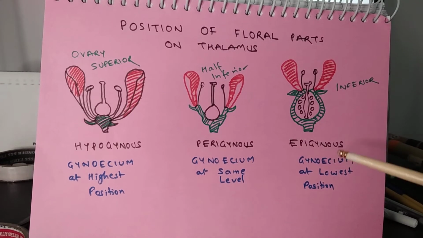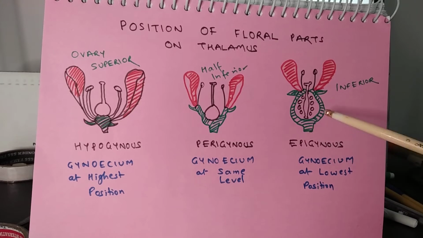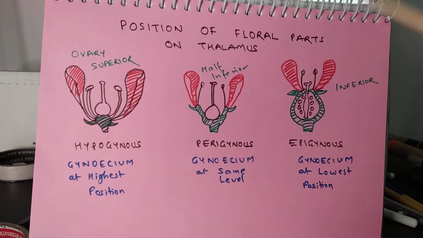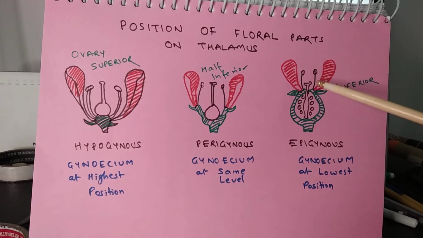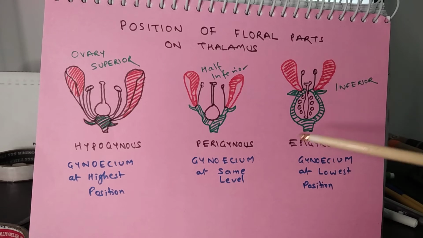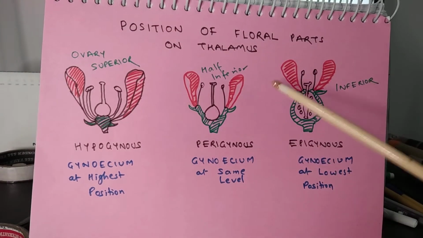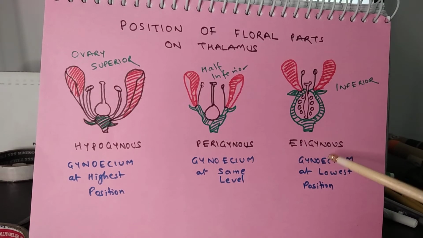In case of epigynous condition, what happens? The ovary sinks below and the thalamus almost encapsulates the ovary. So, in this case, the remaining floral parts arise way above the position of gynoecium. This is stamen, this is petal, and this is sepal. So, in this case, we say that ovary is inferior. So, ovary superior is hypogynous, ovary half inferior is perigynous, and ovary inferior is called epigynous.